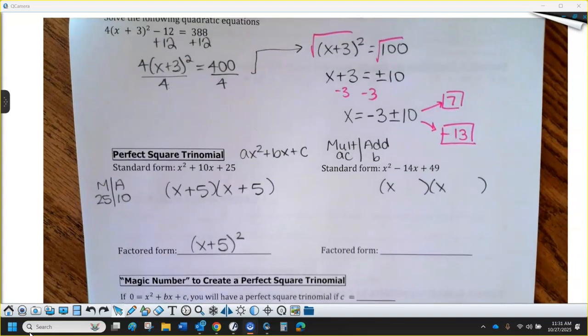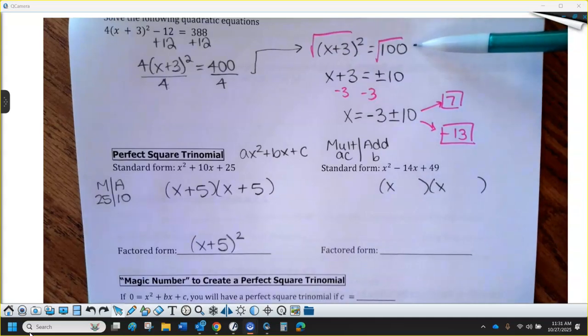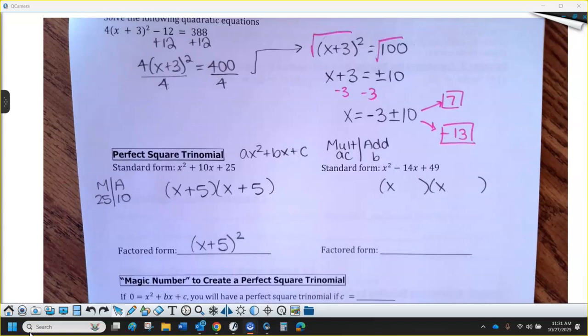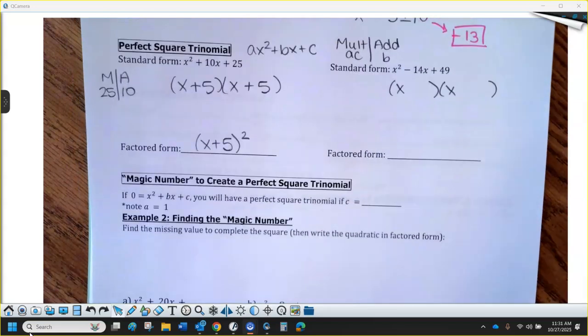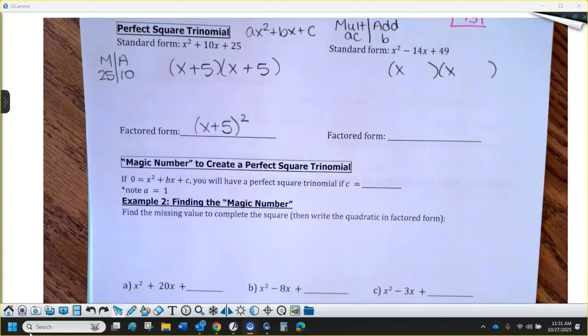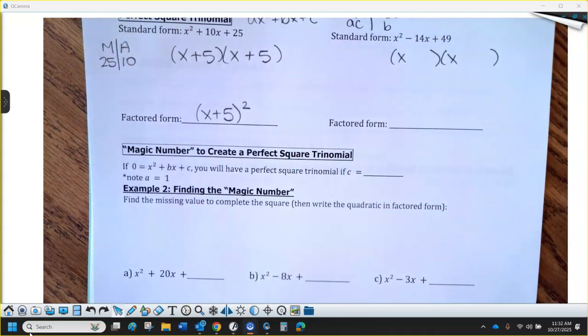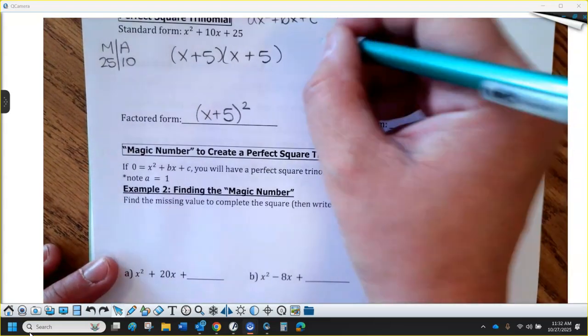Did you guys see in this question, like in the equation, we ended up with a set of parentheses squared, and then we just got rid of it by taking the square root? That's what we're going to try to create in these equations today that we're going to solve on the back. So they look like this. So we're going to create a perfect square trinomial. So let me try one more.